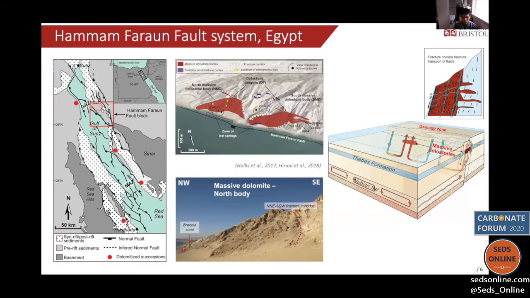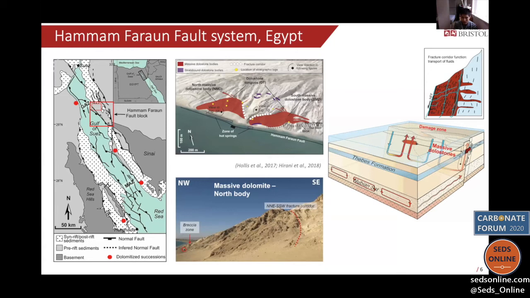Previous work in the Gulf of Suez left a high enthalpy setting with a current geothermal gradient of 47 degrees Celsius per kilometer. We have characterized a massive dolomite body formed within the damage zone of the Hamar and Faroon fault, which you can see in the diagram on the left-hand side. The conceptual model we came up with to explain this was convection of seawater within the fault zone driven by heat flux. As the seawater provides magnesium, you don't have to rely on the magic hot fluid from the depth.